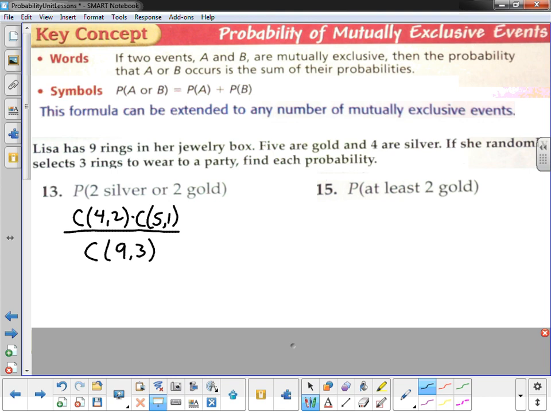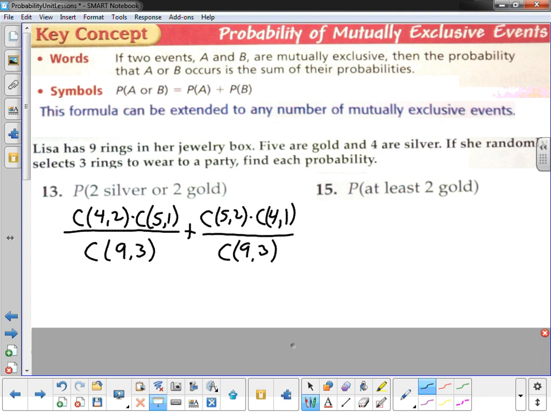Now, since you can have 2 silver or 2 gold, you can't have both of those. It is mutually exclusive. So now I do it the other way. I'm taking 2 of the 5 gold rings and 1 of the 4 silver. But notice on the bottom, we still have how many total events do we have? There's our 9, and we're using 3 of those. So we have that value all set out there, and that's how we would get to our answer.